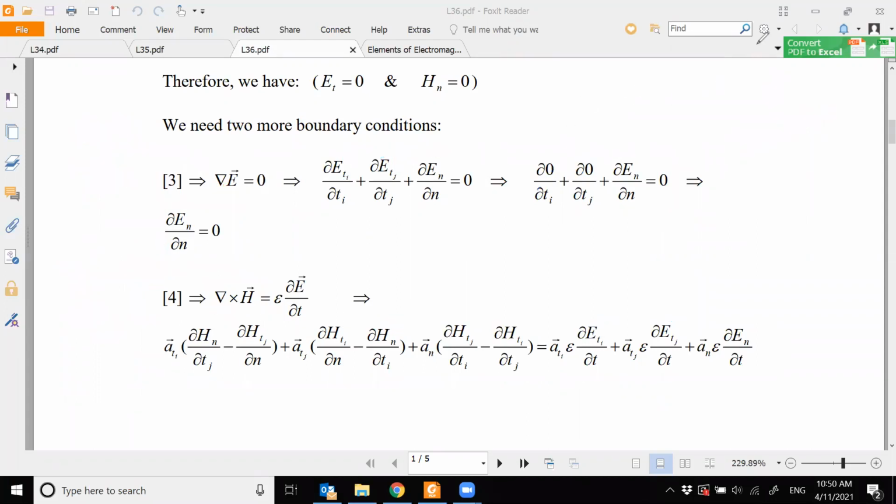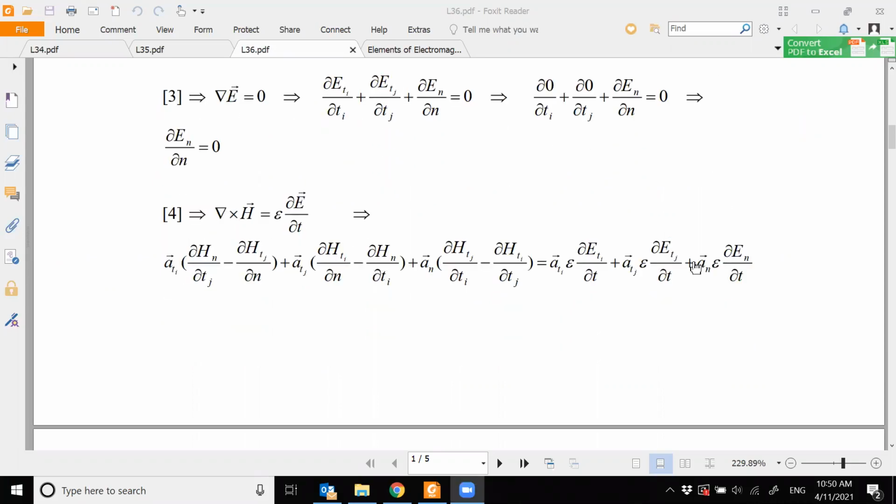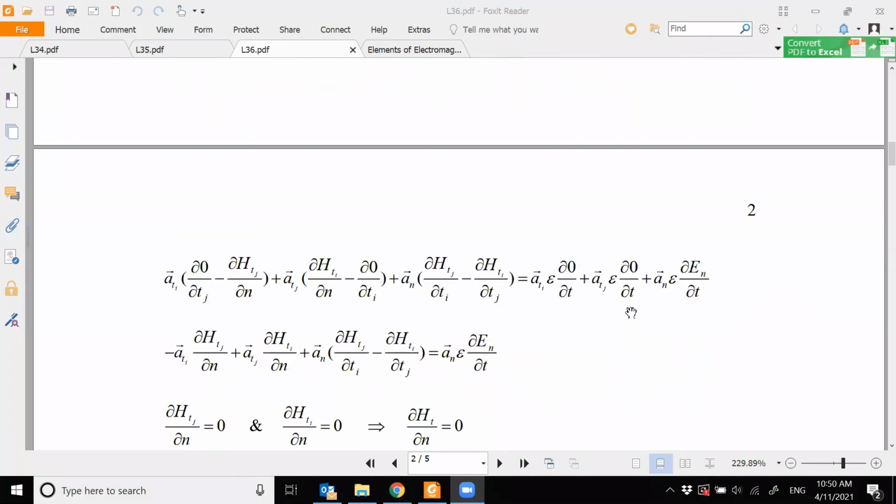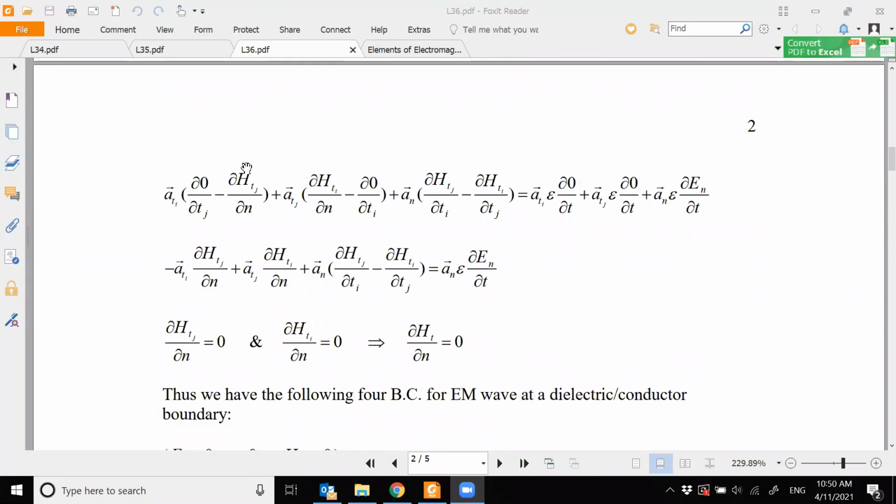Once I open it, I substitute all the values that I got from the boundary conditions. What are those? The normal component of the magnetic field is 0. So this is 0. Then here, what do you know? The tangential components are 0. And then remove all those terms which are already 0: this one, this one, this one, and this one. And then write it down.